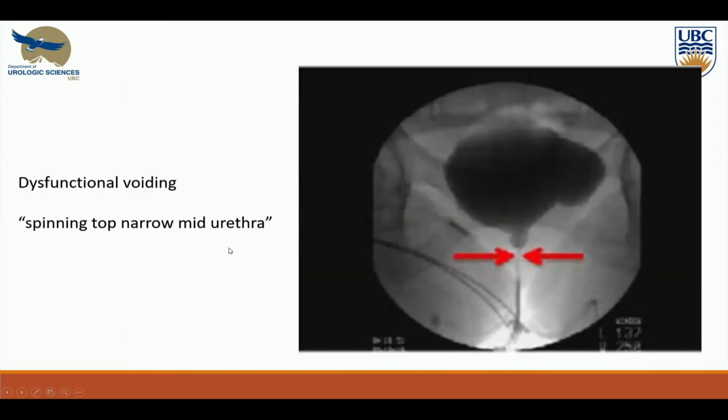This is a slightly better image for dysfunctional voiding. You can see a classic spinning top, narrow mid-urethra. So opening of the bladder neck is followed by a narrow urethra there. And again, this is in neurologically intact patients.